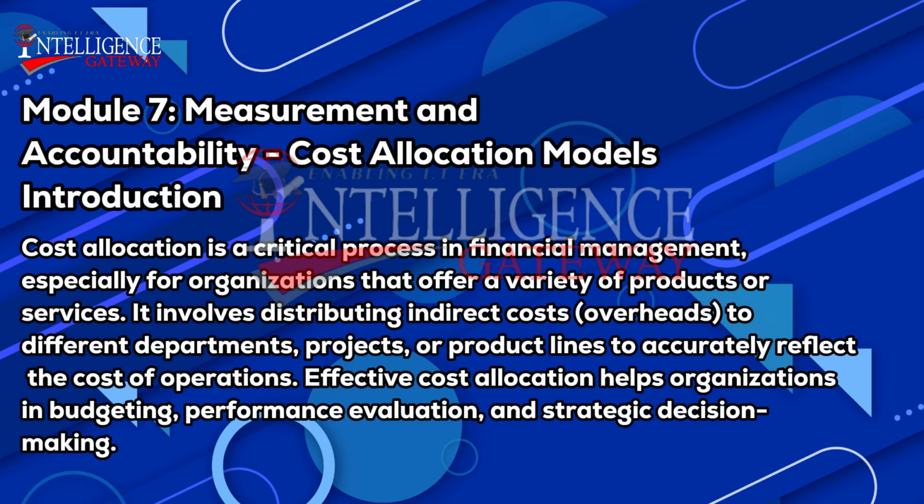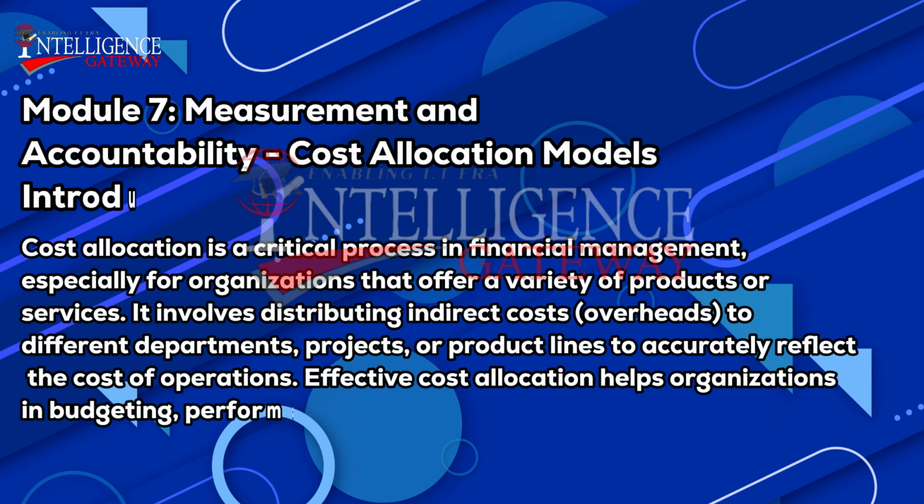Module 7, Measurement and Accountability, Cost Allocation Models. Introduction. Cost allocation is a critical process in financial management, especially for organizations that offer a variety of products or services. It involves distributing indirect costs, overheads, to different departments, projects, or product lines to accurately reflect the cost of operations. Effective cost allocation helps organizations in budgeting, performance evaluation, and strategic decision-making.